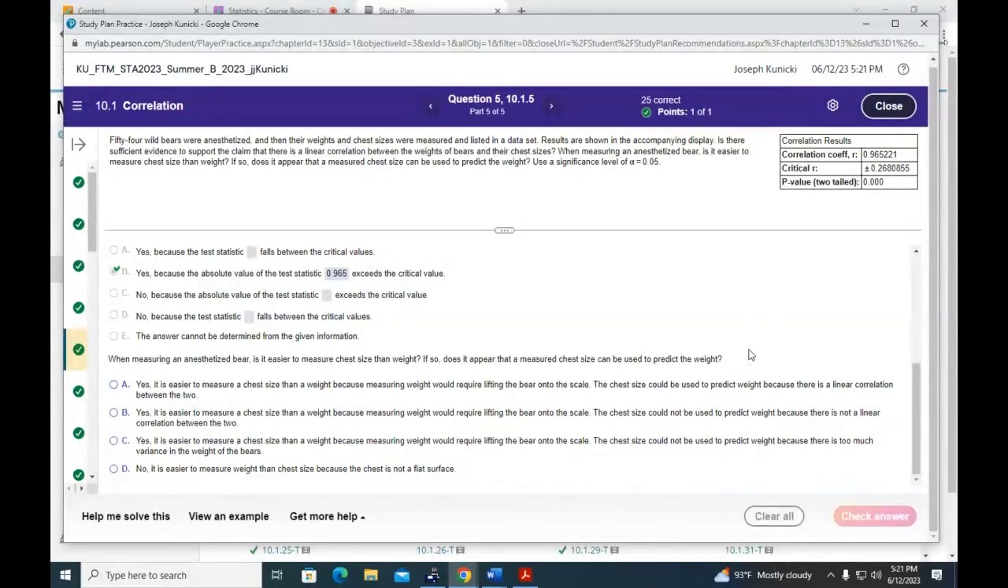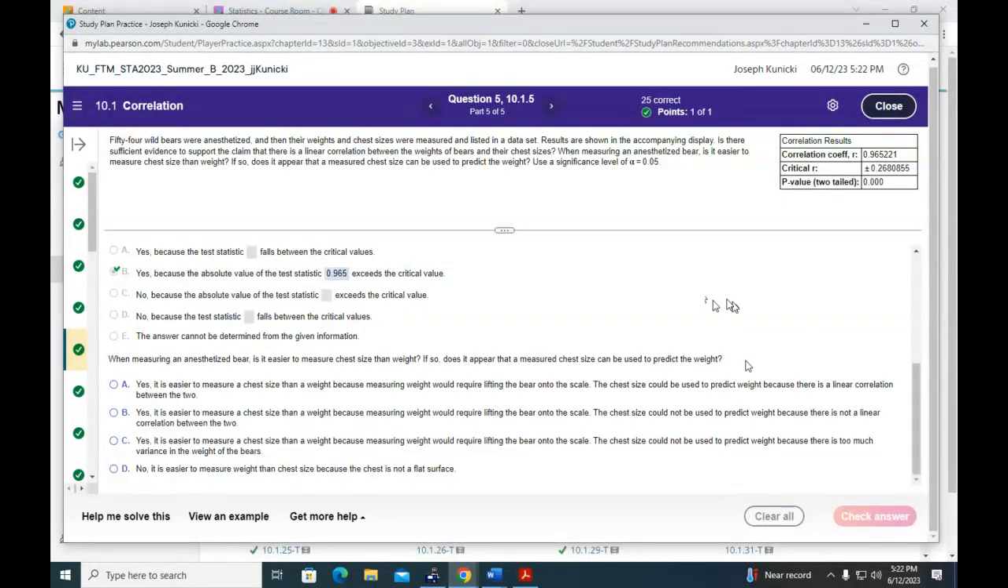So when measuring an anesthetized bear, is it easier to measure a chest size than weight? Yeah, it's easier to measure the chest size because you can take a picture. Isn't it easier to take a picture of a bear? If he's sitting next to a tree or a rock and you know the size of the rock, you can estimate the bear's chest size. That way you don't have to get near the bear. You don't have to anesthetize it.